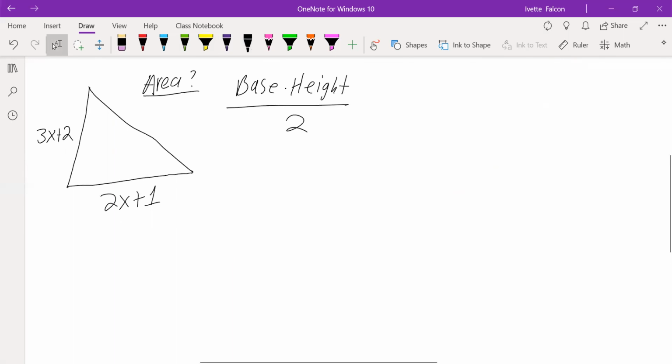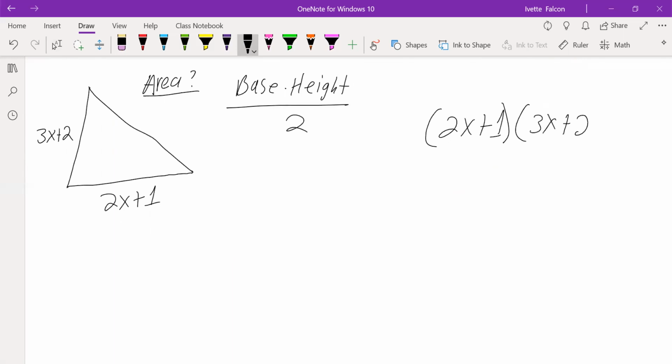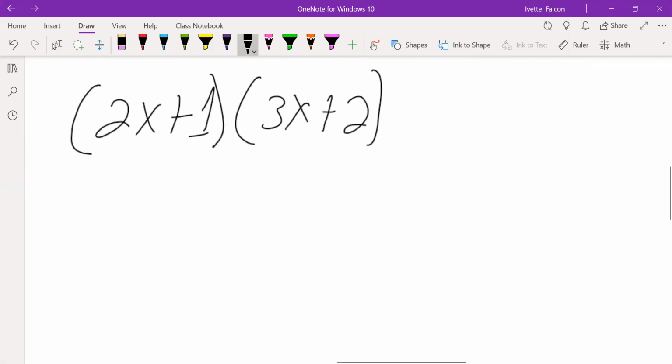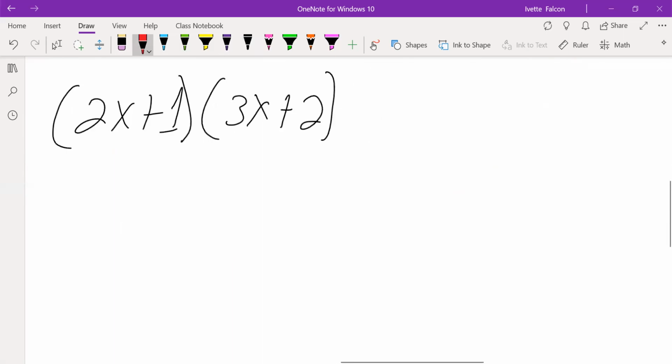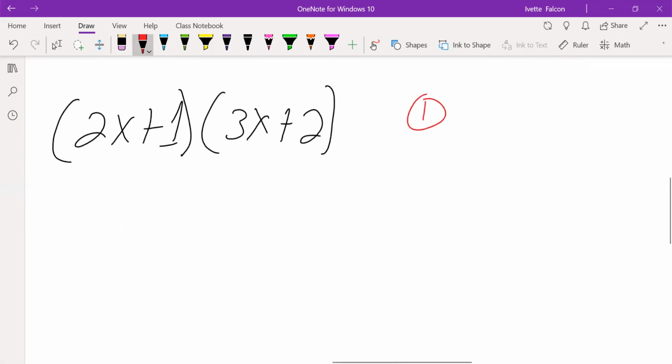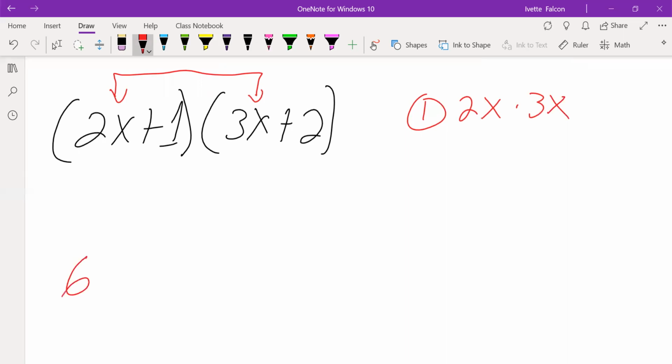So on here, we're going to start by doing my base and my height. I'm going to do 2x plus 1, and I'm going to multiply it by 3x plus 2. You're going to multiply it again by using FOIL. So I'm going to multiply 4 different times. I'm going to multiply the first by the first. So 2x times 3x. 2 times 3 is a positive 6. They both have the letter x, so the letter x. And don't forget to add your exponents for this one. So 1 plus 1 gives me an exponent of 2.